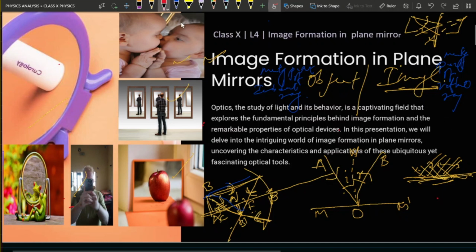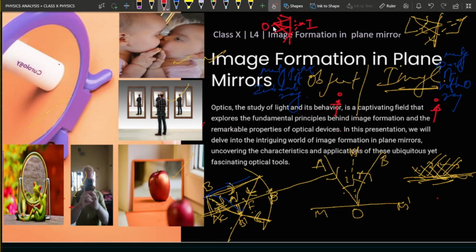Image can be point size, can be extended size. Object also can be a point size object, can be an extended size object. Here in this case an extended size image is there, in this case also an extended size image is there. Let me show you a point size object. See, if this is the mirror and this is the point, the light ray after passing through this reflecting surface goes along this way, goes along this, and if this is the object, this will be the image.